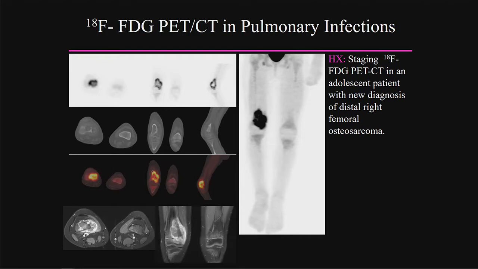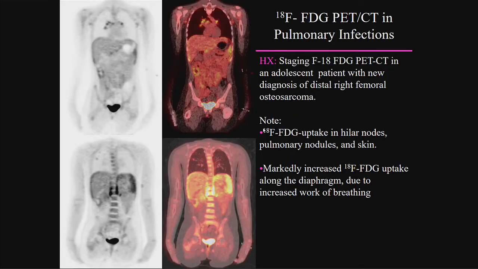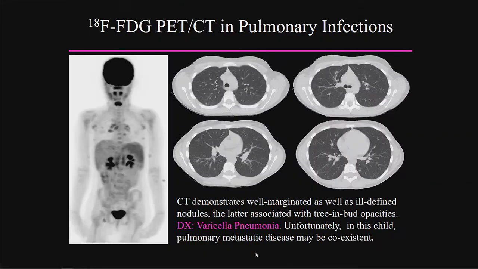Another really great example, this was the staging FDG PET in an adolescent patient with newly diagnosed distal femoral osteosarcoma, so we do see FDG uptake in the primary lesion, but look at the lungs. There's FDG uptake in hilar nodes as well as several pulmonary nodules. Also notice the markedly increased FDG uptake in the diaphragm, which was actually due to increased work of breathing. And this patient had varicella pneumonia. If you look carefully, you can see uptake in the skin lesions as well.